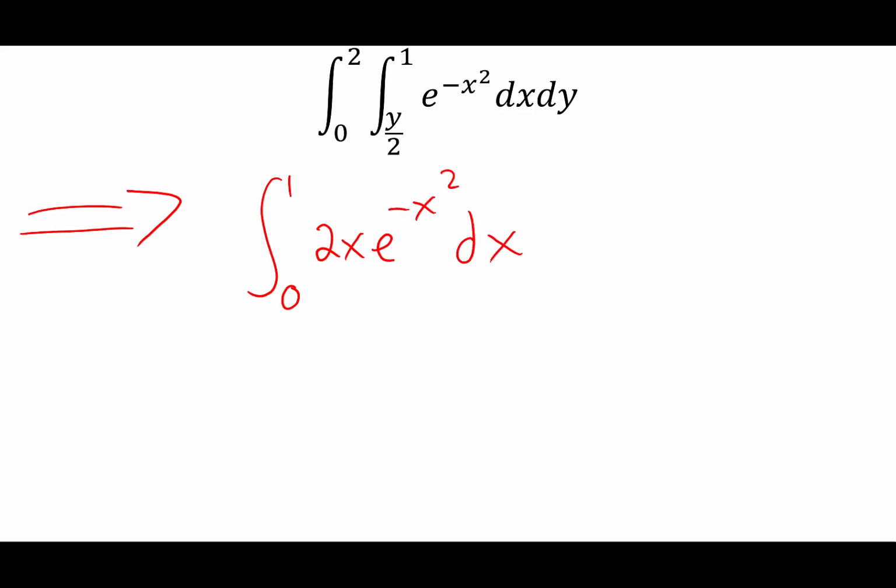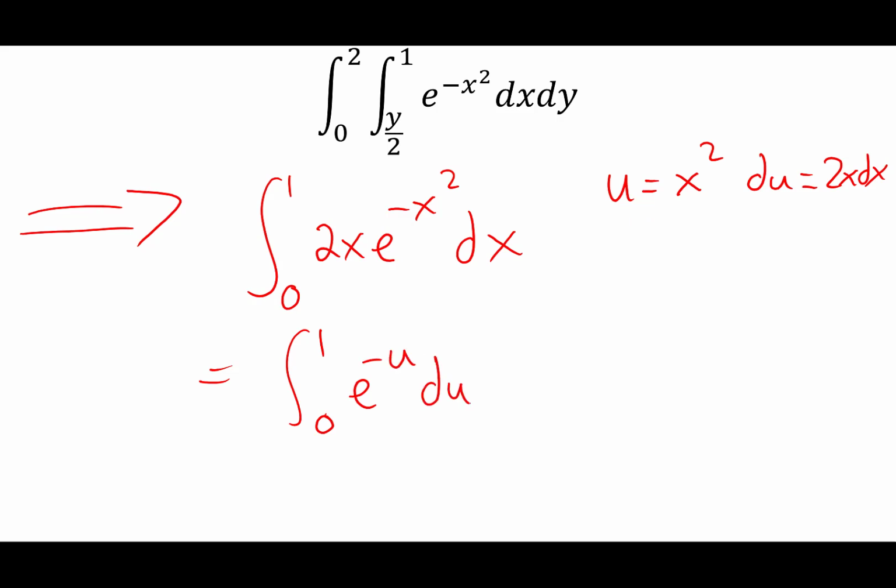And now using u substitution, we can get that. Let u be x squared, du is 2x dx. This will become the integral, still from 0 to 1, of e to the minus u du, which is just negative e to the minus u, evaluated at 1 and 0, which is going to be negative e to the minus 1 plus 1. And so we get 1 minus 1 over e. And there you have it. So that would be the double integral in this case.